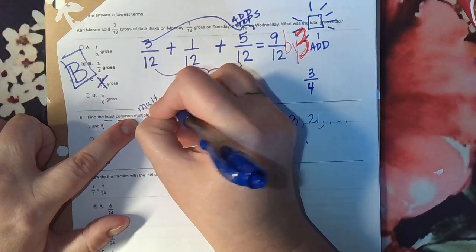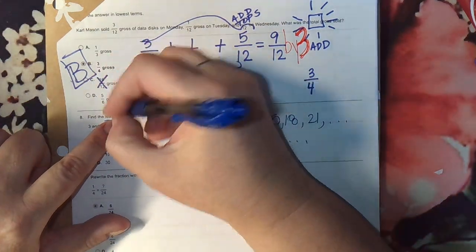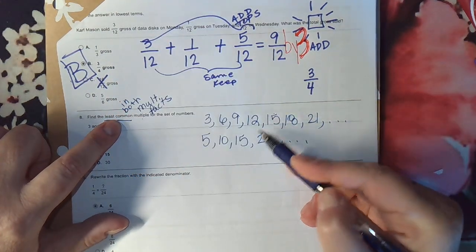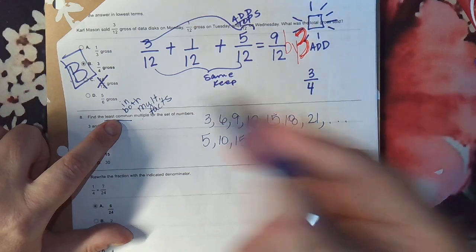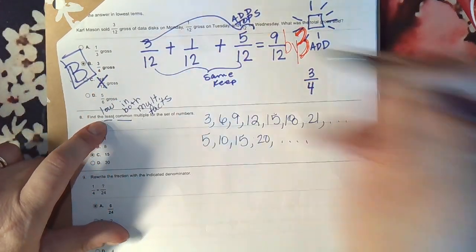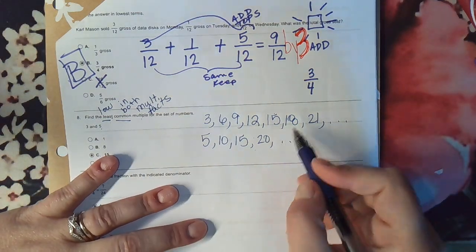So when it says multiple, it's talking about the multiplication facts. When it says common, it means there's a number in both of these lists. And when it says least, it means the lowest number in common. Well, let's look for our number in common.